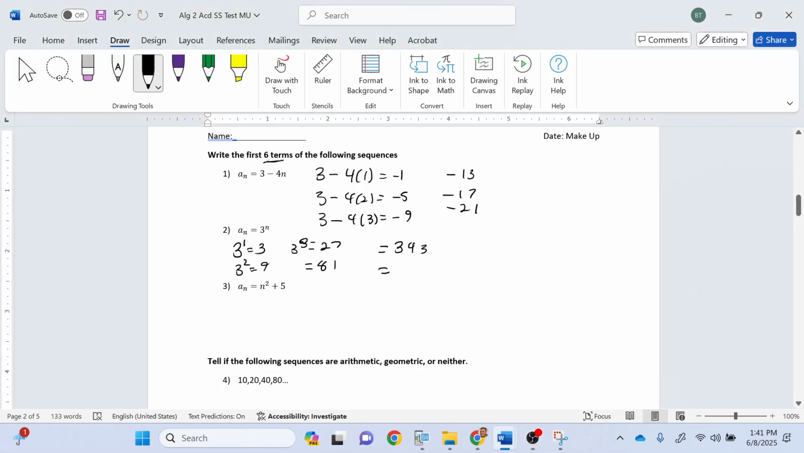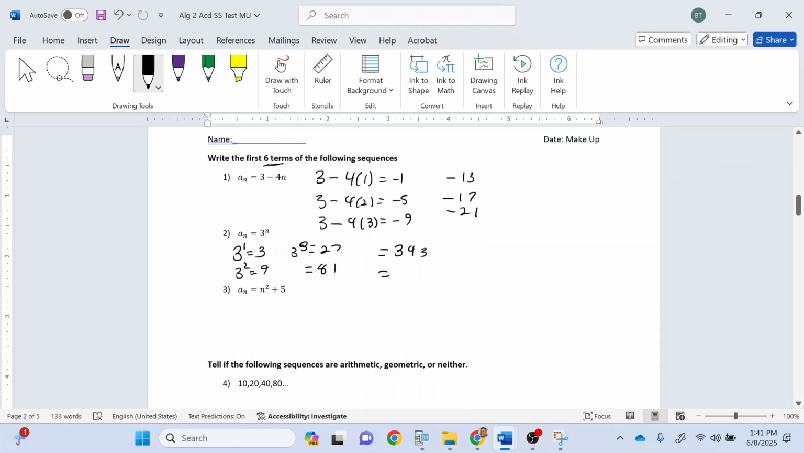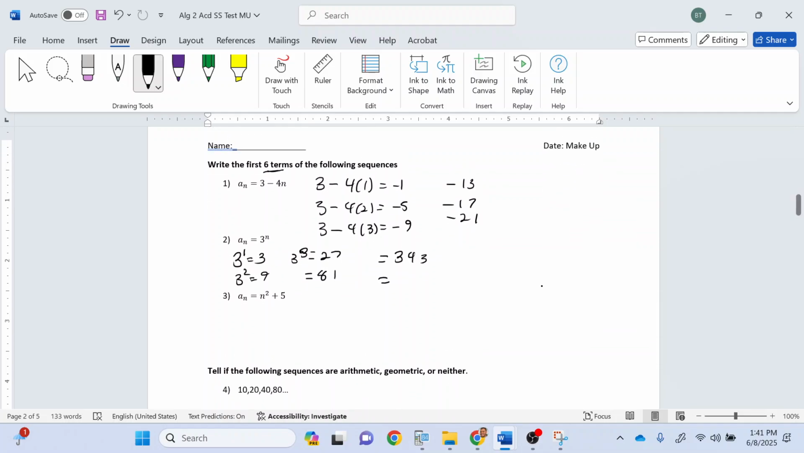All right, hey there. This is going to be a video review for Chapter 6 and Chapter 7 for your final, okay? We're starting with Chapter 7. Here's the sequences. Chapter 6, you might not have the actual copy of the paper.